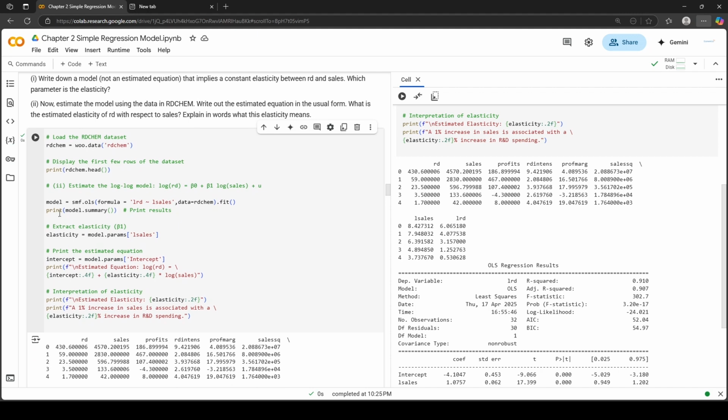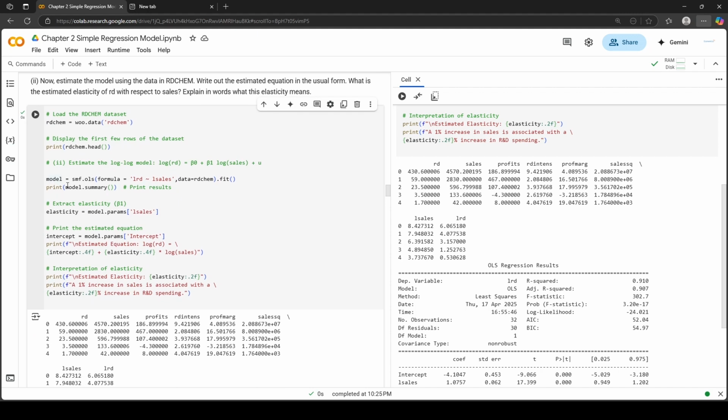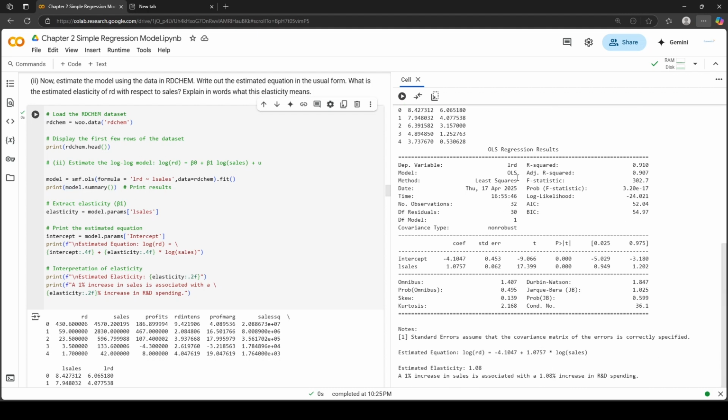So create a model by the name of model equals smf.ols. In the bracket, type formula equals lrd is being explained by lsales, that is, log of RD is the y variable and log of sales is the x variable, and the dataset name is rdchem, then .fit, and then print the results by typing the command print model.summary. This will give you the following result on the right hand side of the screen.